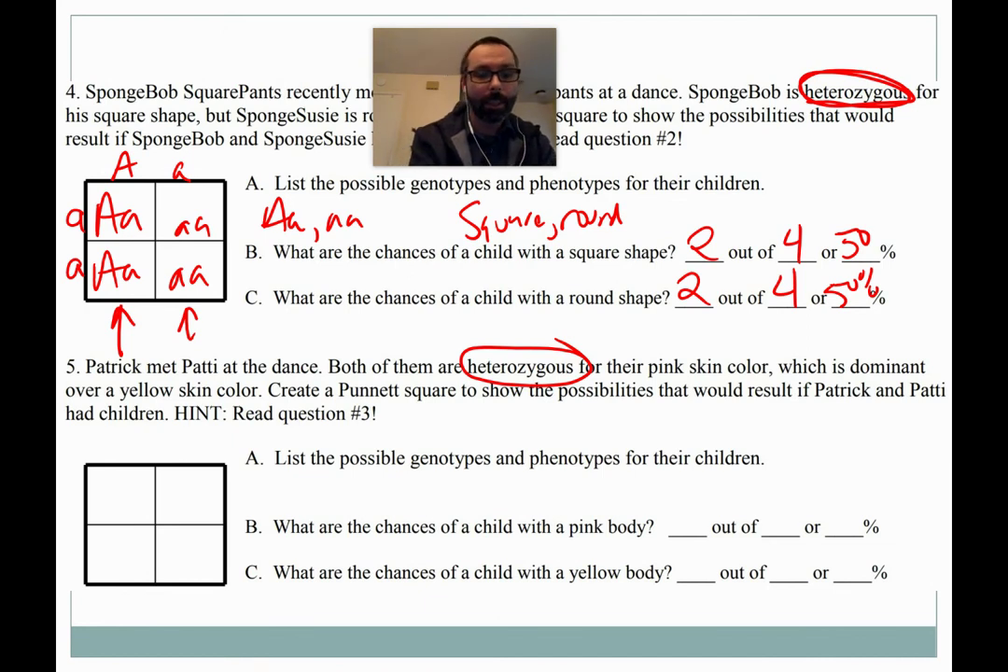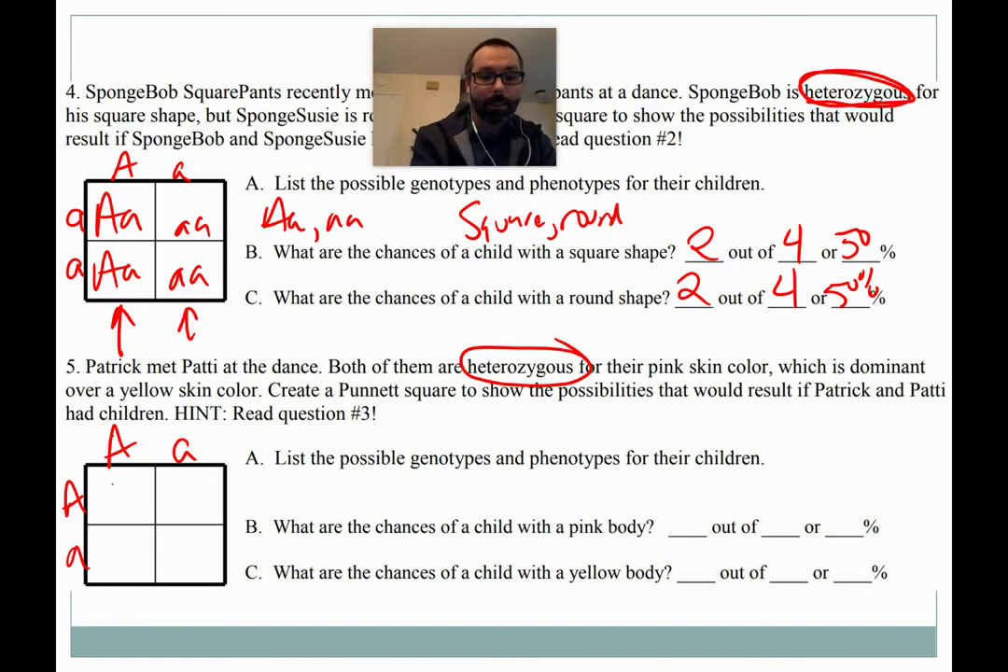So there you are again. For pink, skin color is dominant to yellow. Once again, I don't like using P's because big P's look like little P's, so I'm still going to use A, right? It doesn't matter what letter I use, really. You can use whatever letter you want, but I use A's a lot because I like that I can tell the difference between the capital and lowercase.